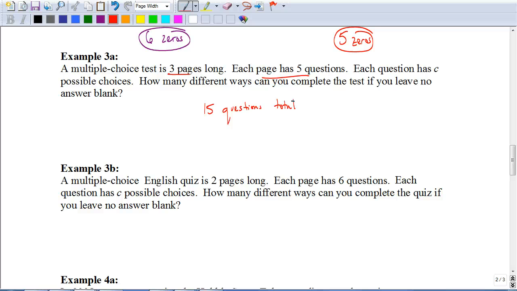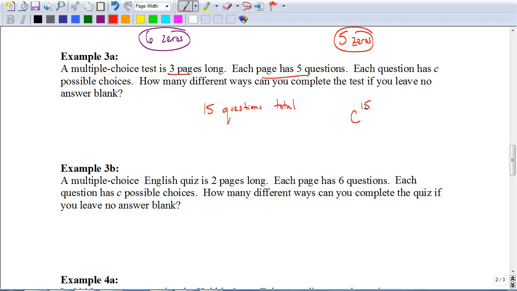So here's how you set this up. We're going to write this as C to the 15th power because an easy way to do these type of problems when we're dealing with probability is your base represents the number of choices. The exponent represents how many repetitions you have. You have 15 repetitions. There's 15 questions.